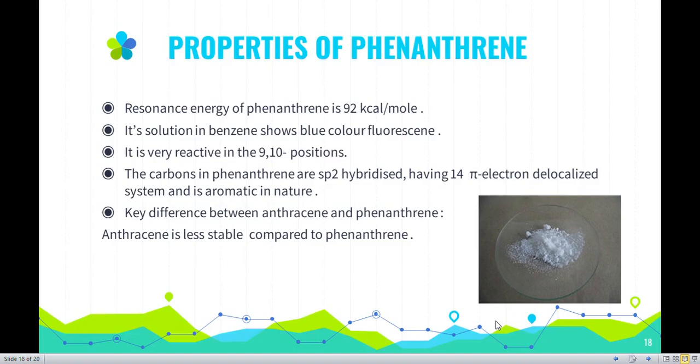Now its properties. Its resonance energy is 92 kilocalories per mole. Its solution in benzene shows blue fluorescence. It is very reactive at its 9th and 10th positions. The carbons in phenanthrene are sp2 hybridized, having a 14 pi electron delocalized system, and it is aromatic in nature. The key difference between anthracene and phenanthrene is that anthracene is less stable compared to phenanthrene.